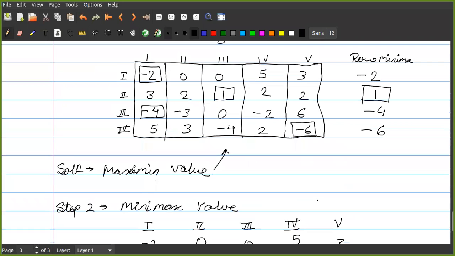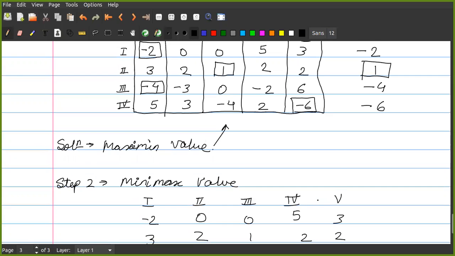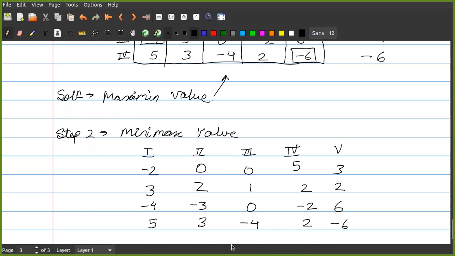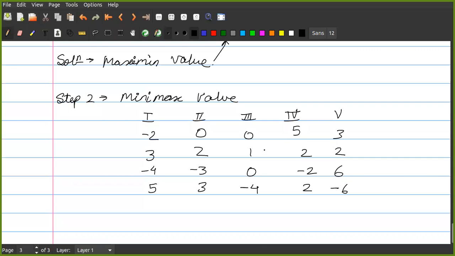Are the values correct? Let me just check. -3, -4, -3, 0, -2, 6, and 5, 3, -4, 2, -6. Correct values? Okay, and these are strategies 1, 2, 3, and 4. This is for player A. This one is for player B.